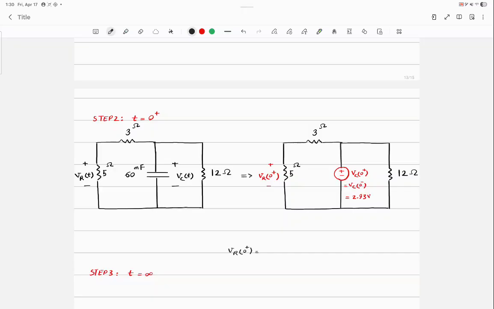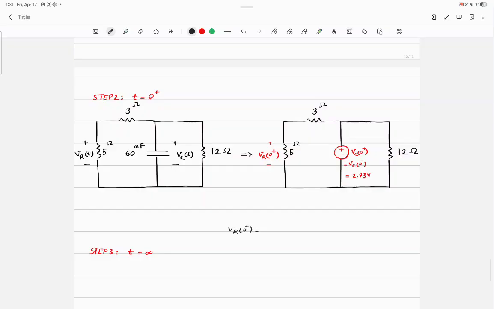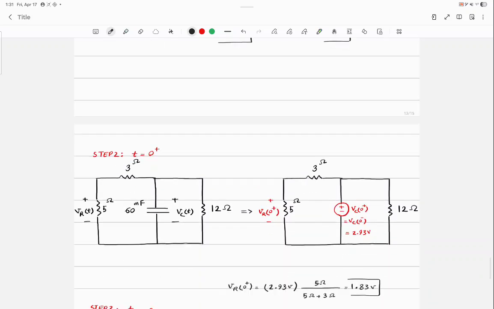So the 2.93 is across two resistors, 3 ohms and 5 ohms. So what do you do if you want to find the voltage only across the 5 ohm? Voltage division, right? 2.93 volts times 5 ohm divided by 5 ohm plus 3 ohm, and the value is 1.83. Step 3.